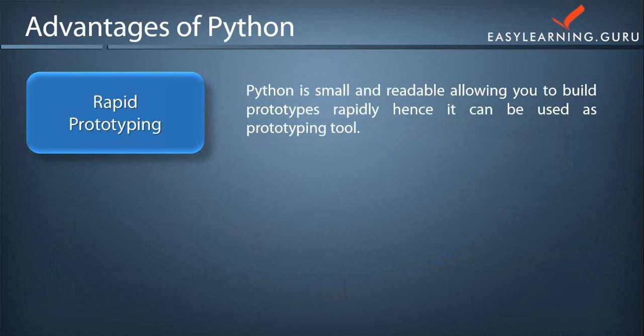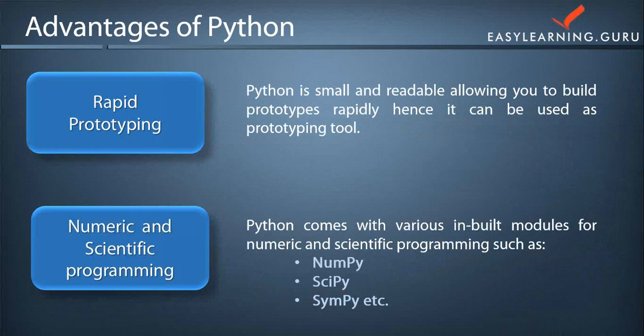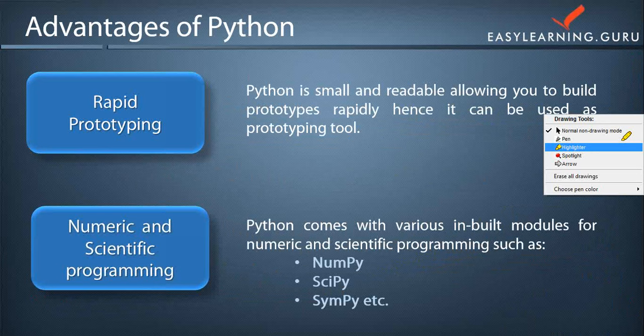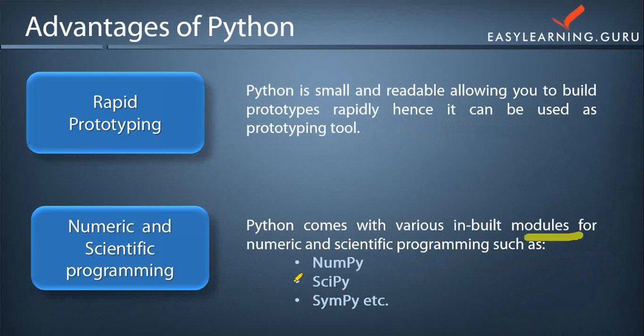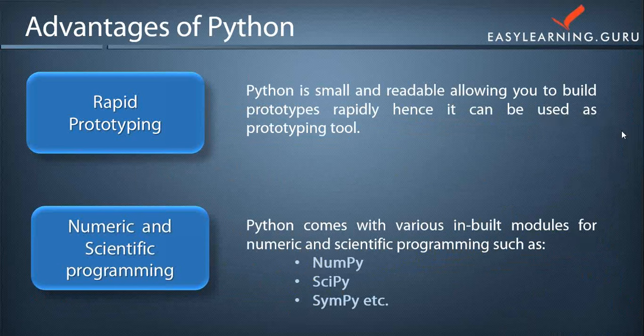Now, the next advantage that Python provides is numeric and scientific programming. Python is also used heavily in numeric programming, which is a domain that would not traditionally have been considered to be in the scope of scripting languages, but it has grown to become one of Python's most compelling use cases. And Python comes with various built-in modules for numeric and scientific programming such as NumPy, SciPy, SymPy, etc. By scientific programming, it means that it can perform programs which include scientific calculations such as DNA testing and other programs.